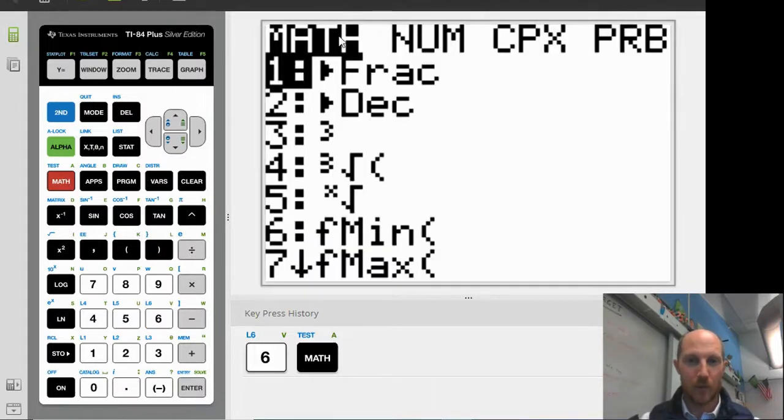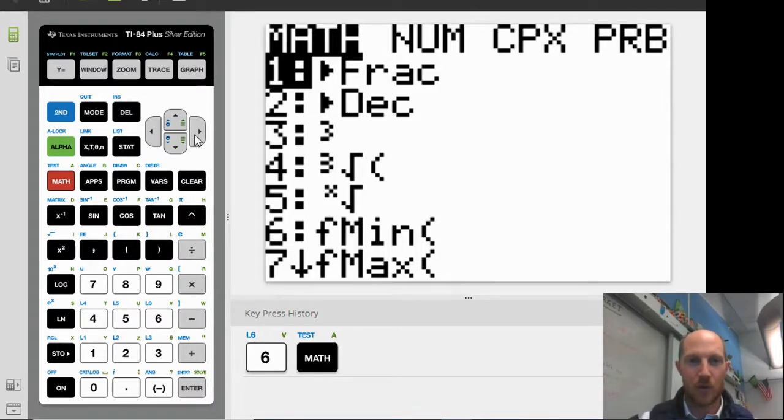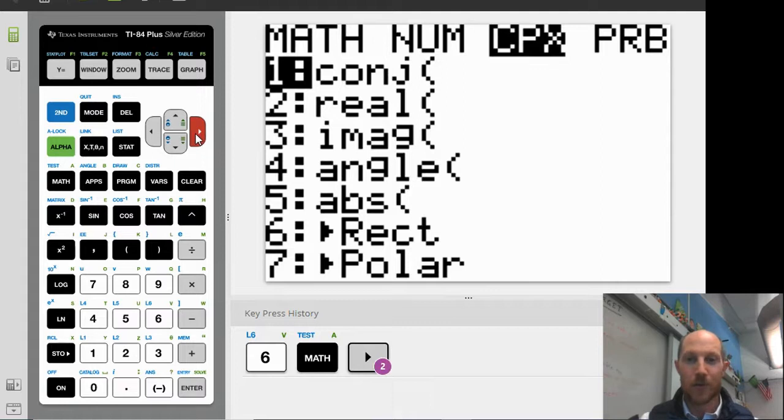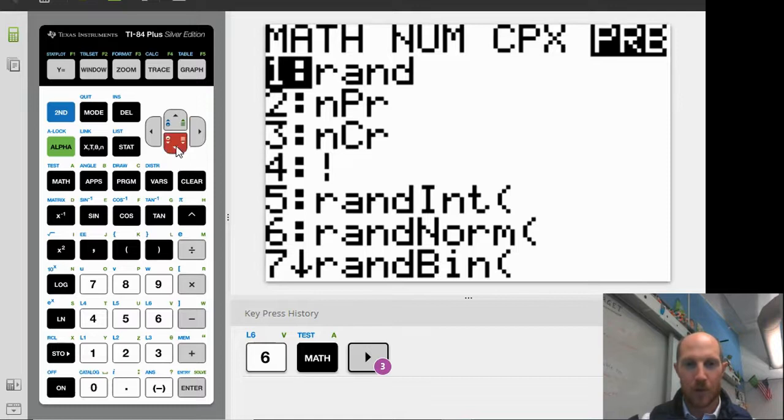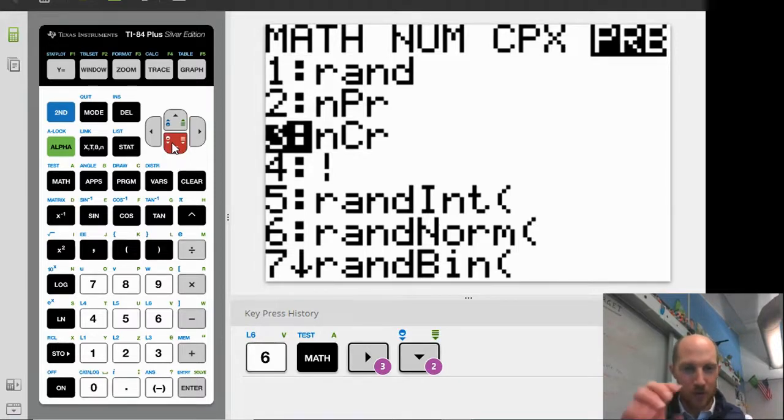Here's my drop-down menu, so I need to move right to get to Probability. If you like, you can do the opposite. You just hit left once, and it'll circle around the other direction. Little shortcut. So get to Probability, PRB or PROB, depending on the version of calculator, might be abbreviated differently. And then arrow down to option 3, or as a shortcut, just hit the 3 on your calculator. It'll jump straight to nCr. But I'm going to demonstrate with the arrows here.